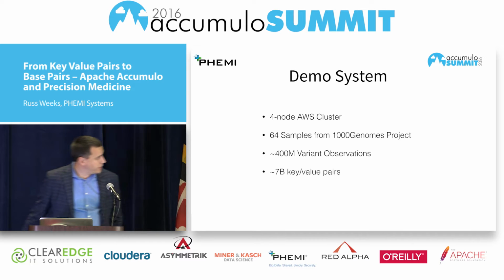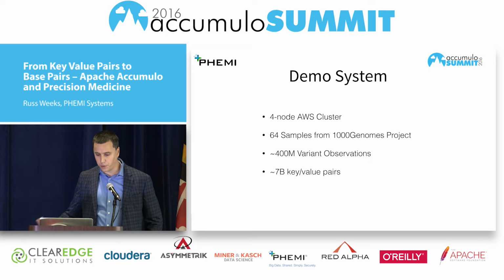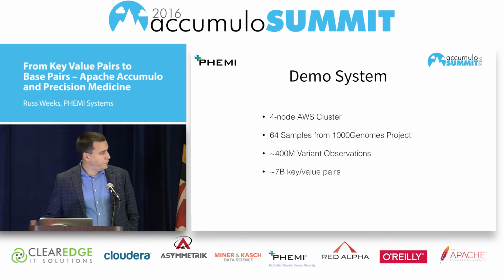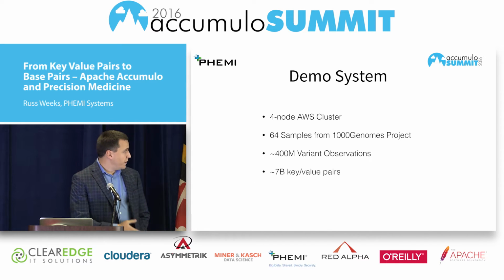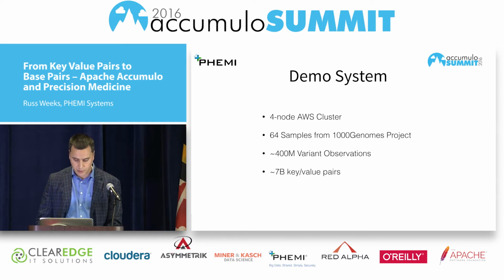So let's get into a quick demo. I have a small system set up in AWS. It's a 4-node cluster, 64 samples from a public data set called the 1,000 Genomes Project. So this is just public information. Altogether, it works out to about 400 million variant observations, or rows, and 7 billion attributes, or key value pairs. But we've verified this architecture up to tens of billions of variant observations and nearly half a trillion key value pairs. So it's pretty solid.